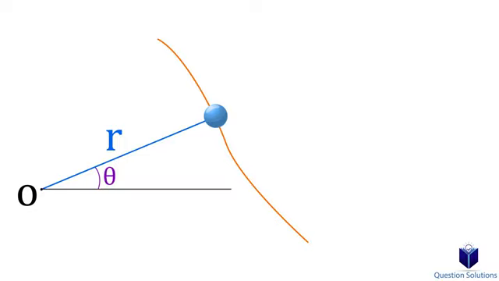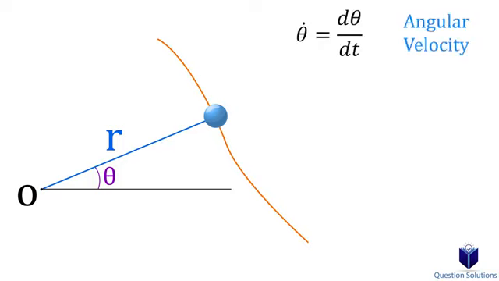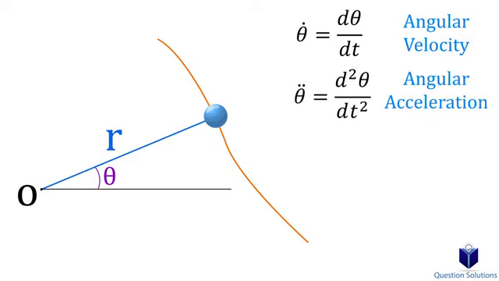A theta symbol with a dot on top is called the angular velocity. It is the derivative of the angle with respect to time. A theta symbol with two dots on top is called the angular acceleration. That's the derivative of the angular velocity. R with a dot on top is the first derivative of the radial coordinate with respect to time. A second derivative of that is r with two dots on top.